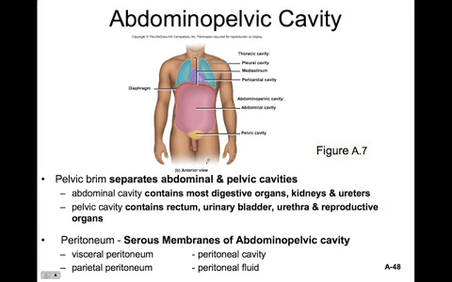The peritoneum is the serous membrane of the abdominopelvic cavity. There is a visceral peritoneum that wraps each of the organs, and then a parietal peritoneum that lines the whole cavity. This peritoneal cavity, the space that's between the organs and the boundary of the container, is filled with peritoneal fluid.